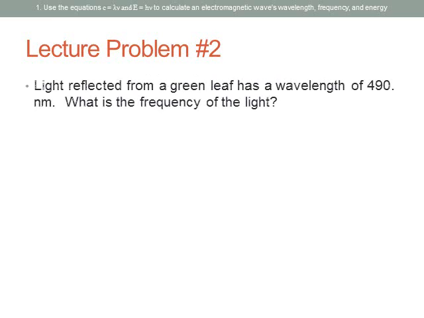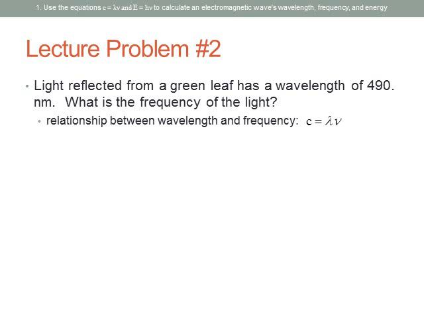Alright, here's another problem. We're told that light reflected from a green leaf has a wavelength of 490 nanometers. What is the frequency of the light? So again, it's a question of asking about the relationship between wavelength and frequency. So we're going to use this same equation, c equals lambda times nu. And then we just want to solve it for frequency this time because we're asked to find frequency. So I want to divide both sides by lambda. That's what gives us nu equals c divided by lambda.